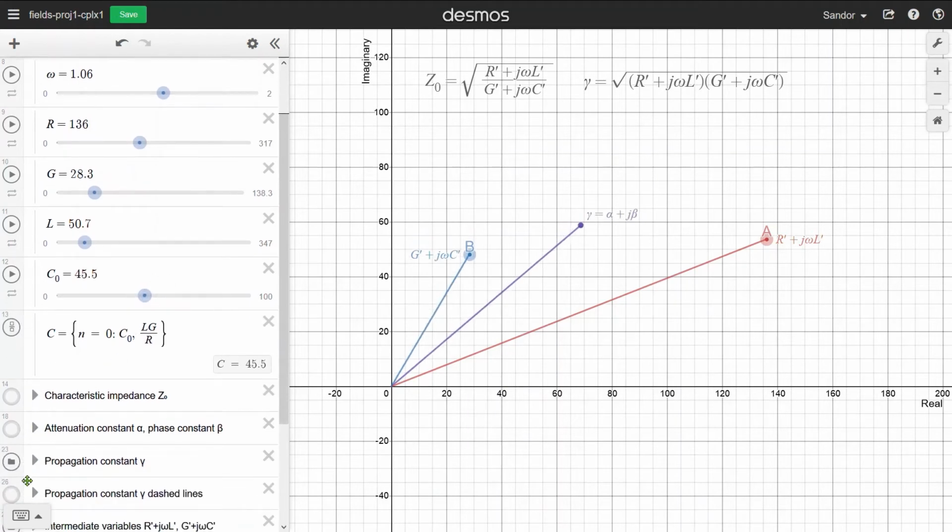If we project gamma onto the real and imaginary axes, we get alpha and j beta, the attenuation and phase constants. The restrictions on A and B ensure that neither is negative.